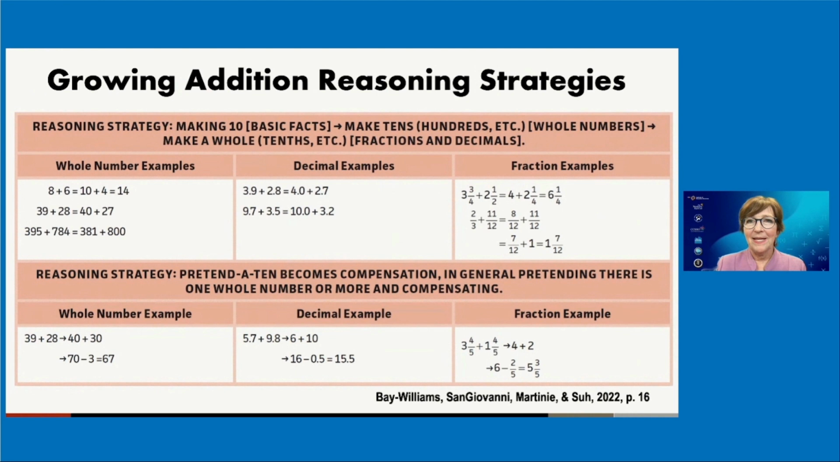So instead of making 10, which is the basic fact strategy, making tens, which you just saw with 48 plus 49, with decimals and fractions, they are making a whole by moving some over, which really supports, again, strengthens their number sense while also using their number sense to help them to reason and solve problems efficiently. And you can see that's true both for making 10 and the use a 10 or pretend to 10.